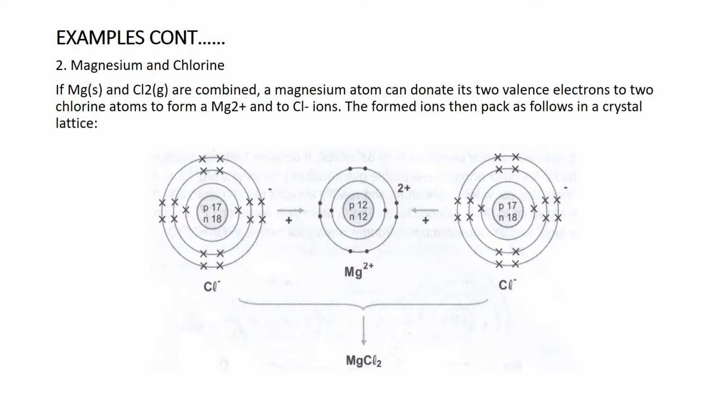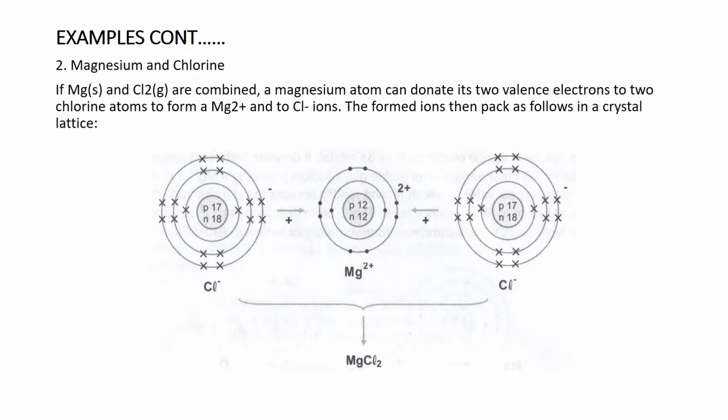Let's move on to another example of magnesium and chlorine. Magnesium is in group 2 and chlorine is in group 7. When they combine, a magnesium atom can donate its 2 valence electrons to 2 chlorine atoms. Because magnesium has to lose two of its valence electrons, it needs 2 atoms of chlorine so it can donate the valence electrons to them.